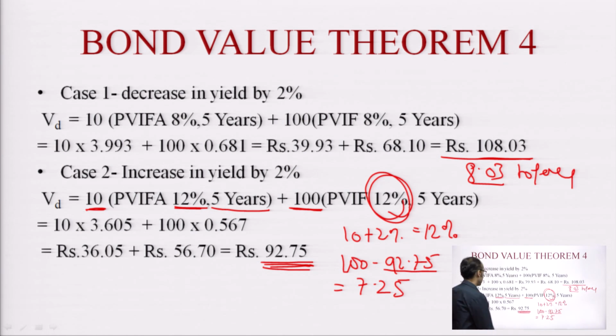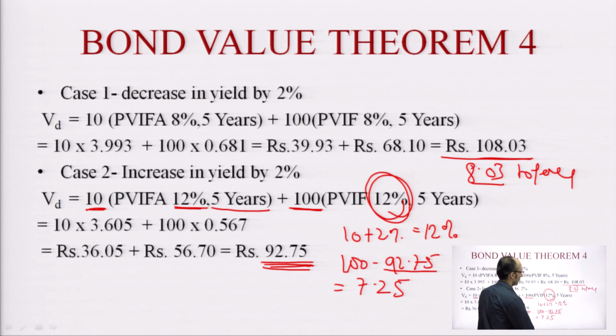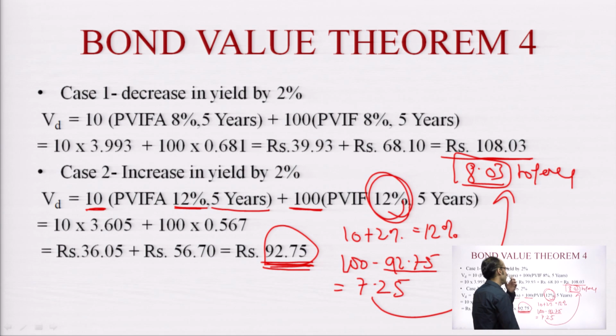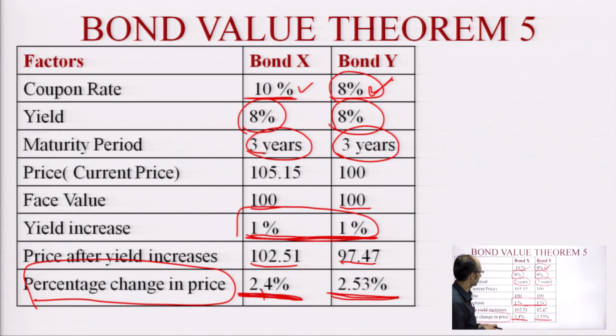In case the yield is increased by 2%, the bond value is coming out to be 92.75. Now you can clearly see the price change in the first case, when the yield is decreased by 2%, was 8.03, and in this case it was 7.25. And last, the fifth theorem states that the price of the bond will be more affected in the case of bonds where the coupon rate is far less in comparison to bonds which have a higher coupon rate.